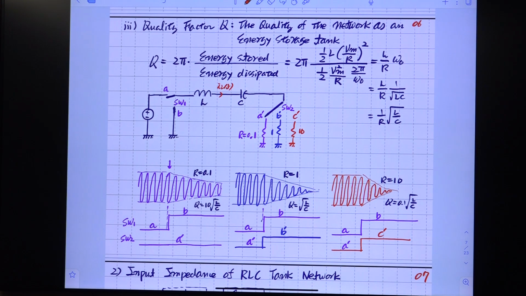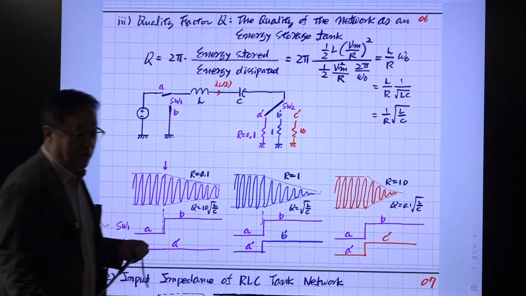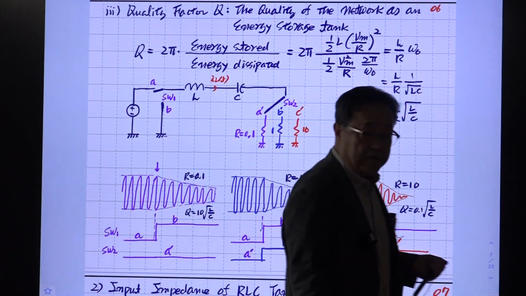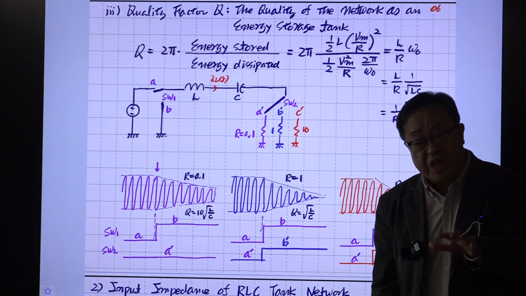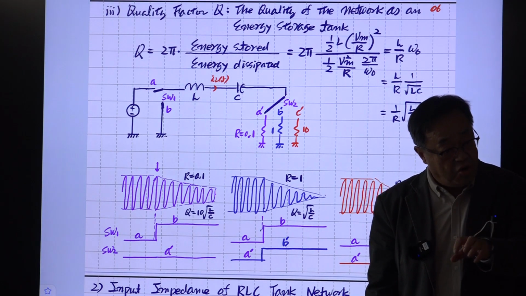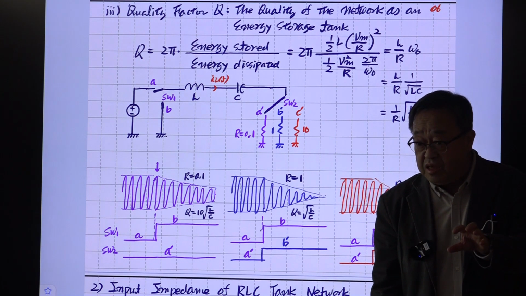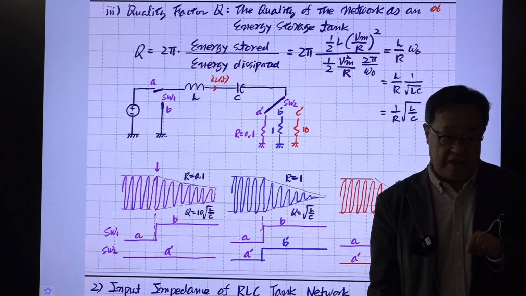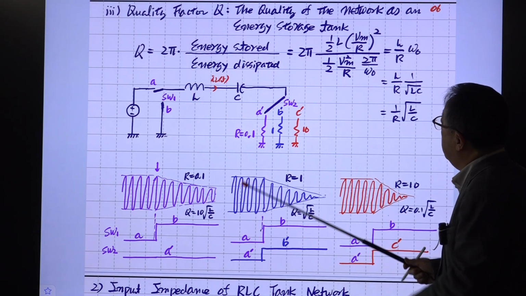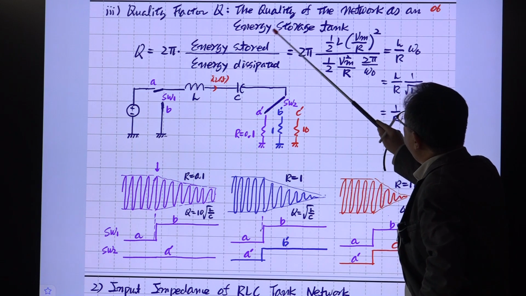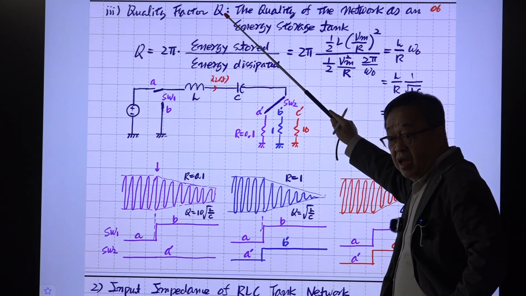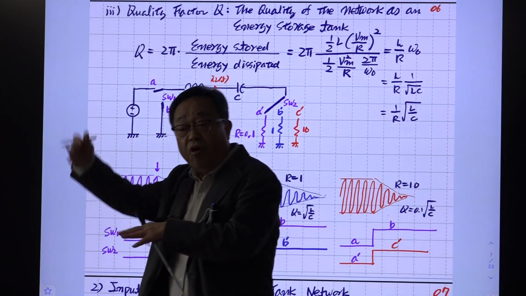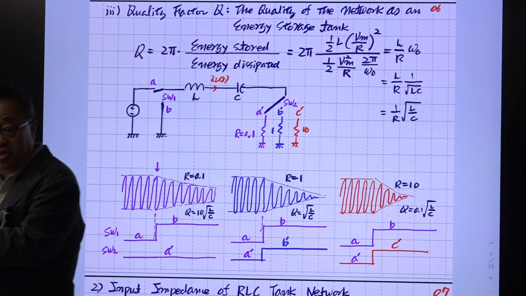Another one, very confusing one, Q, quality factor. Right? Q is called quality factor. What is quality factor? Quality factor specifies the quality of something. It specifies the quality of the resonant tank as an energy storage. If the quality of this energy storage, the resonant tank, is good, then this Q will be high, and energy will be stored forever, right? So that is the definition of the Q.